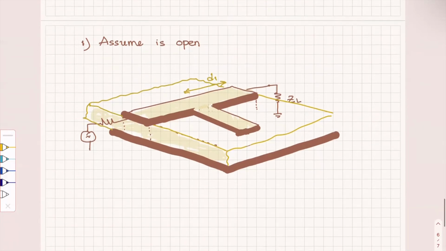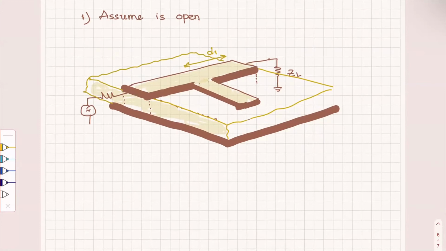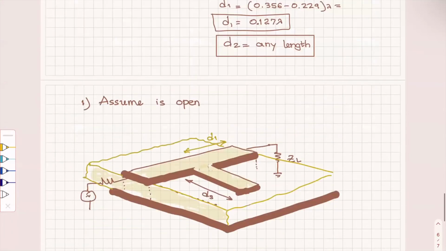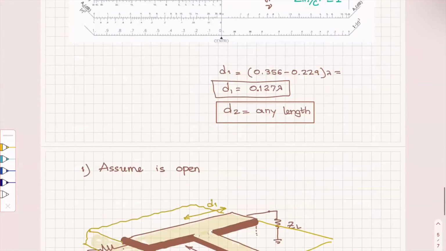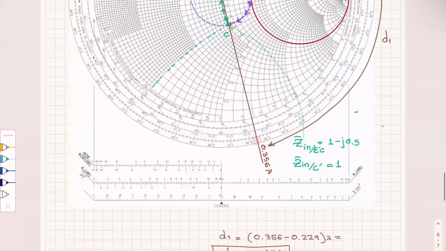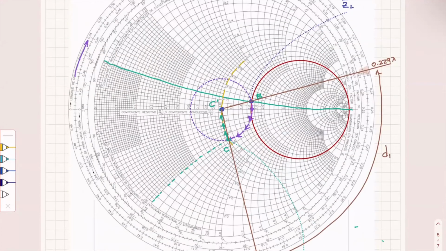So let's assume that we have a stub like this, and the length of the stub is this. All right, I called it this up to, sorry, this up to. No, we have not found the length yet. So we found D1. Let's call the length of the stub this. So open. Now, if the stub is open, let's go back to this.